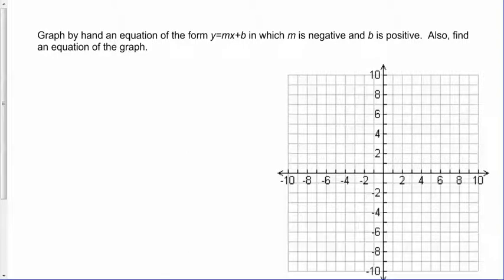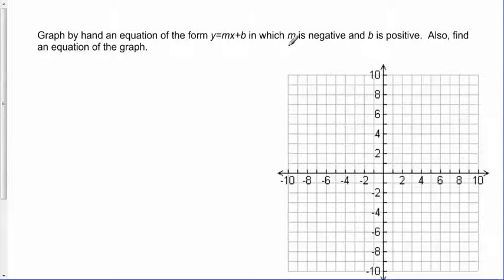Graph by hand an equation of the form y equals mx plus b, in which m is negative and b is positive. Also, find an equation of the graph. Well, this seems like it's not giving us very much information. And while that's true, it's giving us enough information to create a graph.